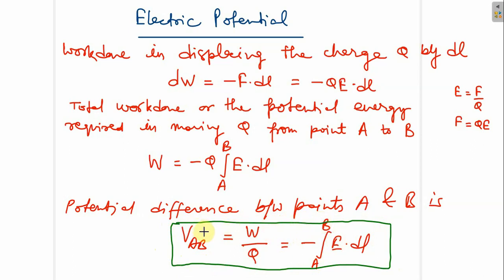Okay, so in determining this VAB, what is A? A is the initial point and B is the final point. Now another property is that VAB is independent of the path taken. It depends on the initial and final position only, it has nothing to do with the path. And VAB is measured in joules per coulomb. The unit is joules per coulomb, or you can say it is measured in volts. Okay, fine.